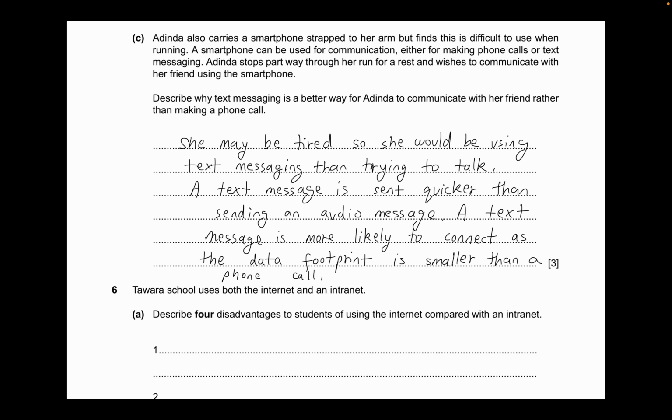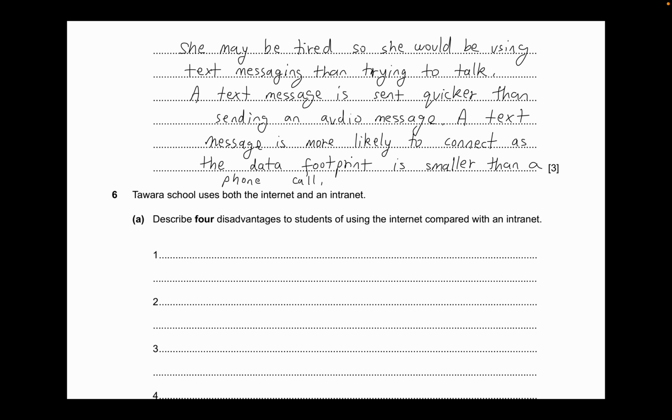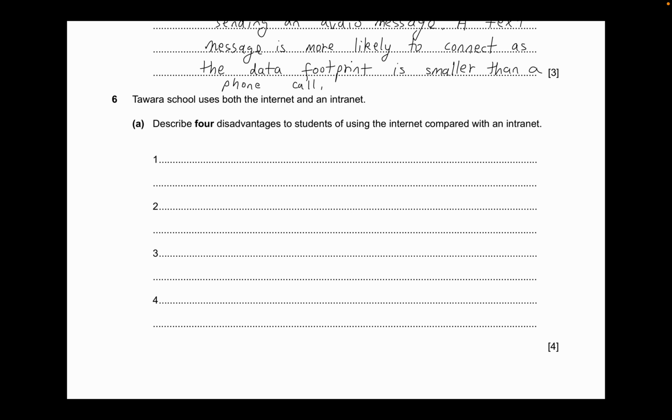Okay, next question. Tavara's school uses both the internet and an intranet. Careful, these two words mean different things. Describe 4 disadvantages to students of using the internet compared with the intranet. So some of the disadvantages is that the internet is not policed. That's one of the disadvantages. So there's no content filter.